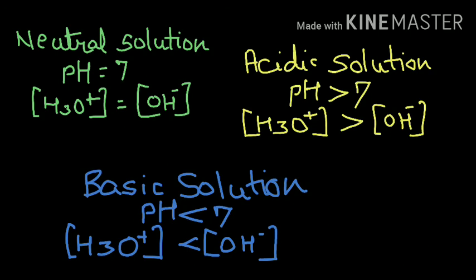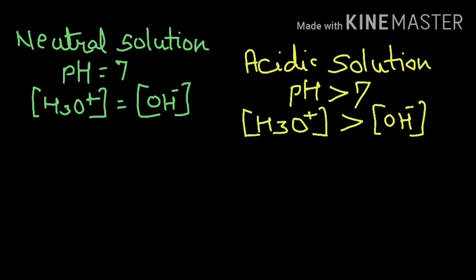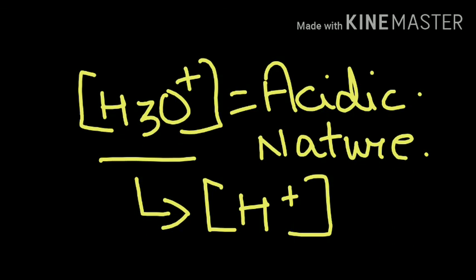So by now you know that hydronium ion is acidic in nature and that is only your H plus ions. So whenever you say acid, acid means a proton, that is H plus, and when you say base, it should be OH.